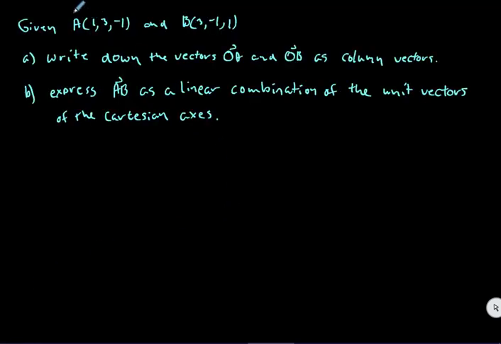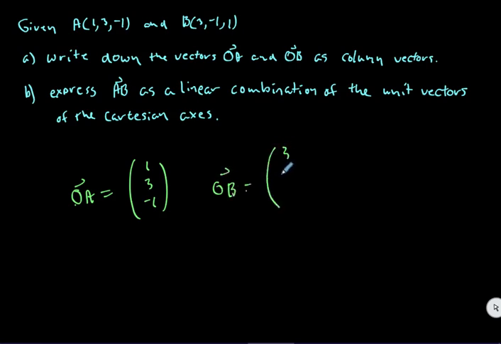It says given we have points A 1, 3, negative 1, B 3, negative 1, 1. Write down their vectors OA and OB, which are the position vectors. So it'll just be these points as a column vector. So I can say OA, right? Well, that's going to be 1, 3, negative 1. And then OB is going to be 3, negative 1, 1. Good. And then B says express AB as a linear combination of unit vectors for the Cartesian axis.